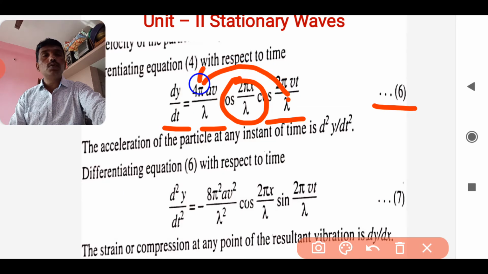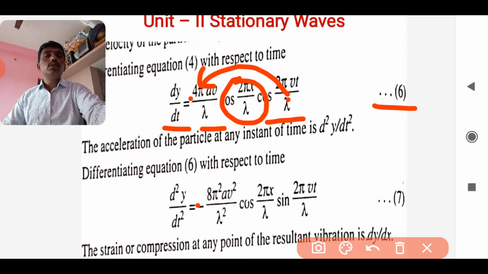So already you have 4 pi a v by lambda, and multiplying this gives 8 pi square v square a divided by lambda square, and cos of 2 pi x by lambda as it is. But the differentiation of cos gives a minus sign, so it will give me the minus of this relationship. So here, writing d2y by dt square, it is minus of 8 pi square a v square by lambda square cos of 2 pi x by lambda, and sine of cos gives minus sine, so this minus comes here, and this sine of 2 pi v t by lambda is there.